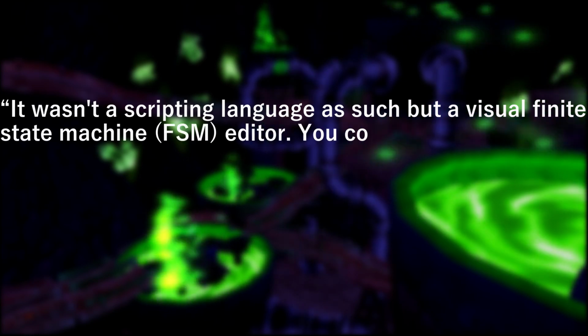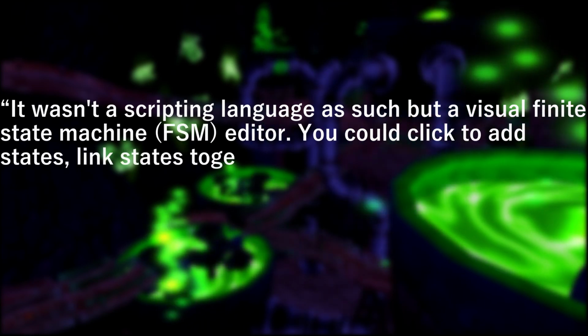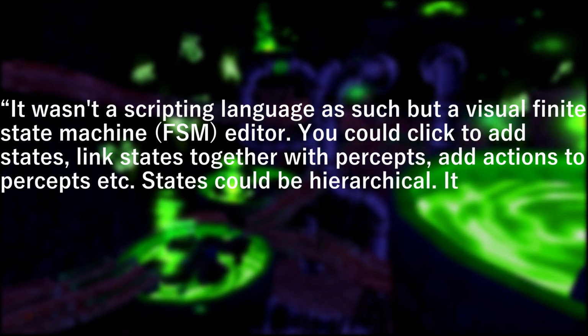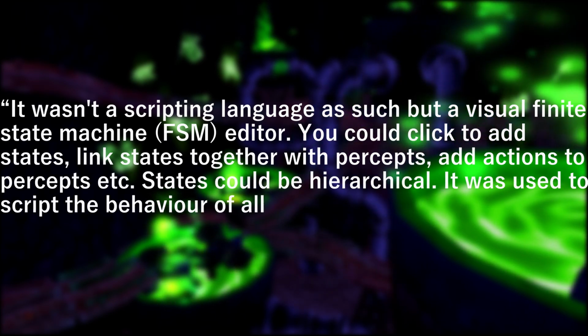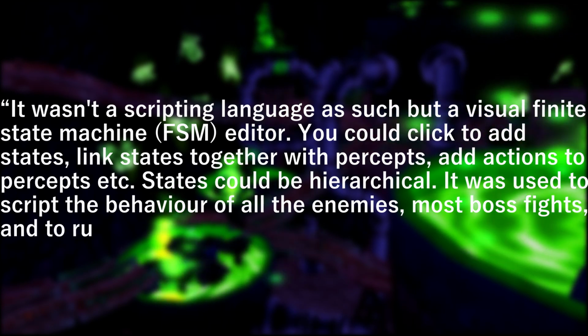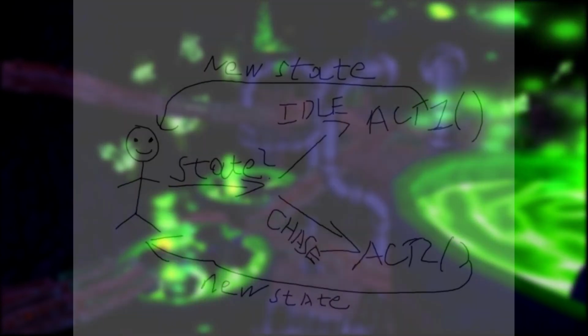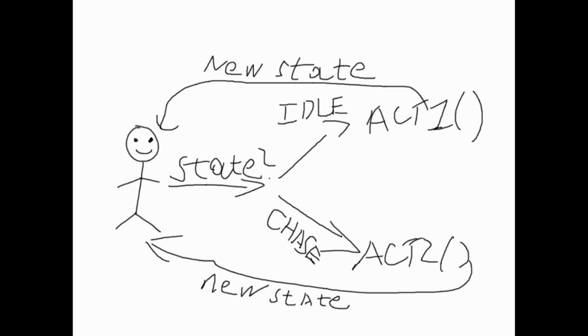You could click to add states, link states together with percepts, add actions to percepts, etc. States could be hierarchical. It was used to script the behavior of all the enemies, most boss fights, and to run the cutscenes." Now, if you don't know what FSM, short for finite state machine, is, well, in very basic terms, you have an object performing actions depending on its current state. Said state changes when a given condition is met.